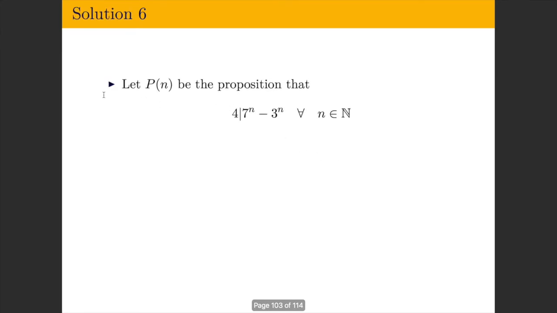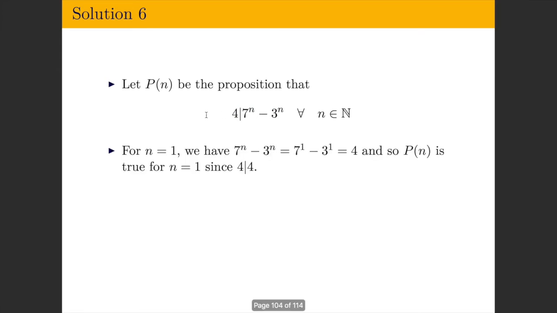So again, what we first do is define P of n as the proposition that 4 goes into 7 to the power of n minus 3 to the power of n for all n an element in the natural numbers. And then we're going to try our initial case. So for n equals 1, that is the first term in the natural numbers, we have 7 to the power of n minus 3 to the power of n is equal to 7 to the power of 1 minus 3 to the power of 1, which equals 4. And 4 definitely goes into 4. And so P of n is true for n equals 1.